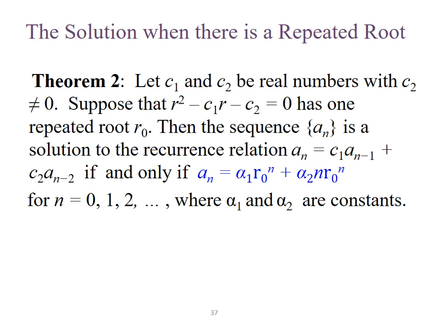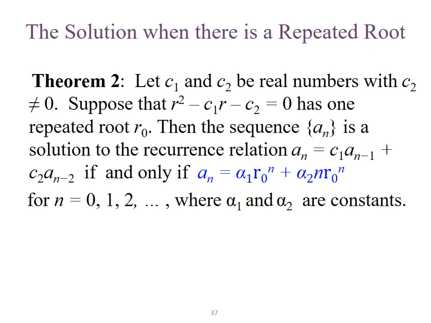So intuitively, consider in theorem 1, once we have two roots r1 and r2, we just use r1 to the power of n, r2 to the power of n. But once we have a repeated root r0, the first term remains the same, alpha 1 times r0 to the power of n. For the second term, we have a very different value because we need to multiply by n: alpha 2 times n times r0 to the power of n as our second term.